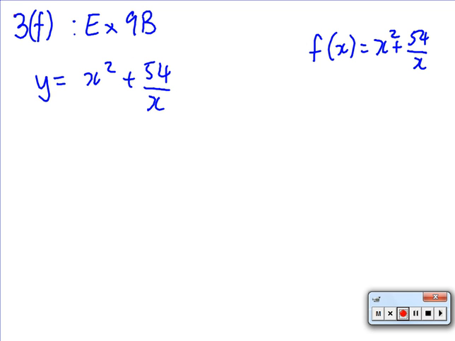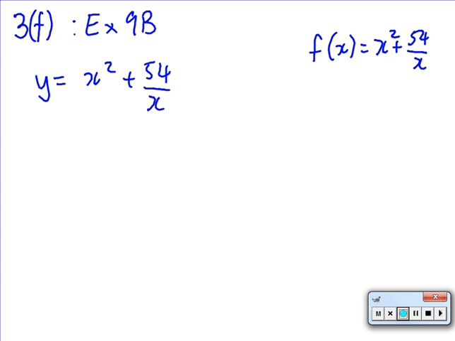We discussed in the last video what stationary points actually mean, and what they mean is that the gradient dy by dx is 0. So we're now going to have a look at a problem where we use that to find the coordinates of some stationary points, as in some maximum and minimum points.